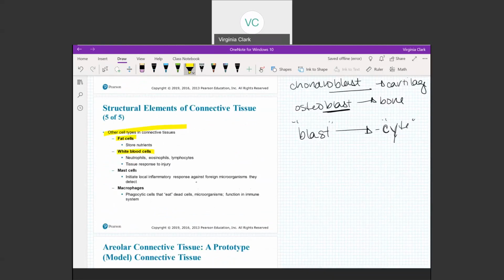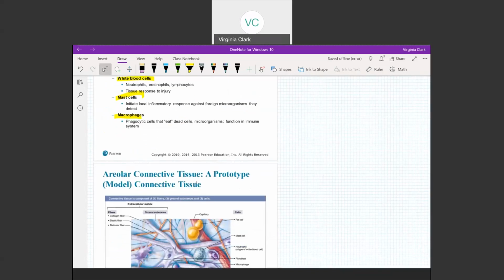You're going to have white blood cells, which will help with our tissue repair, mast cells, which will help with our immune response, and our macrophages, which help with devouring foreign substances and protecting us. So those are the main types of cells we're going to have. Next we're going to go into our types of tissues.